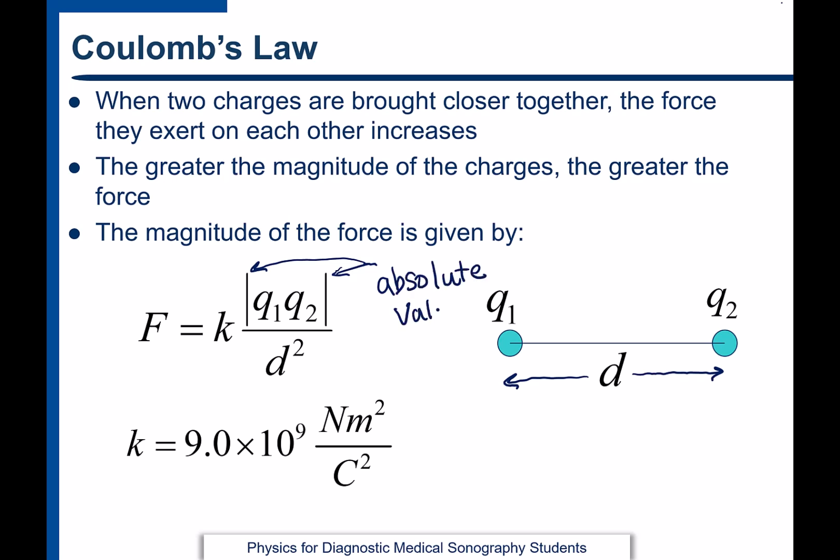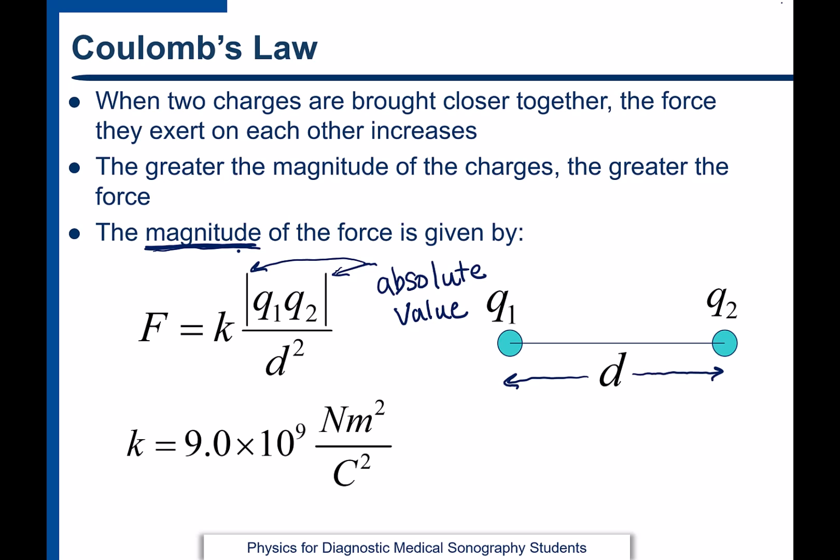And what that means is just whether the charges are positive or negative, when you multiply them together, take the positive value. That's what absolute value means. So even if Q1 is negative and Q2 is positive, when I multiply them, normally I'd get a negative answer. But we simply take the positive. So this force will always be positive, and again, that's what we mean by the magnitude.